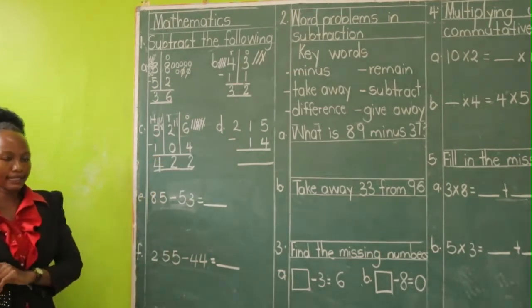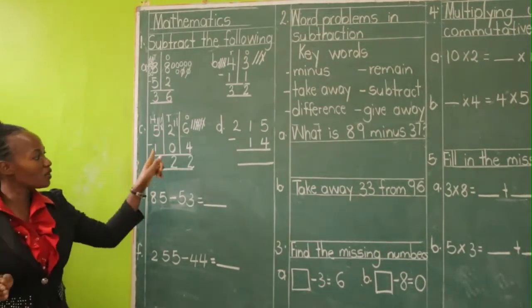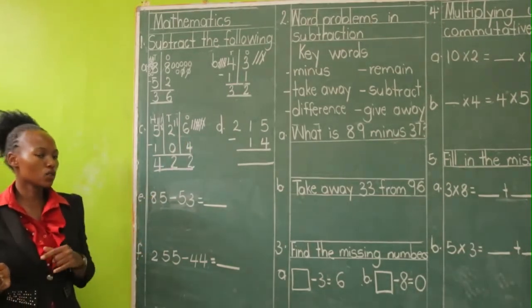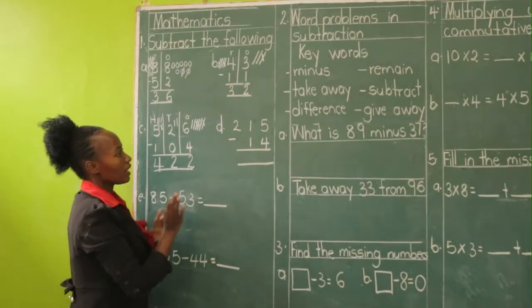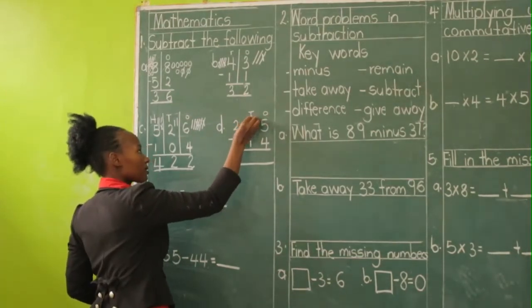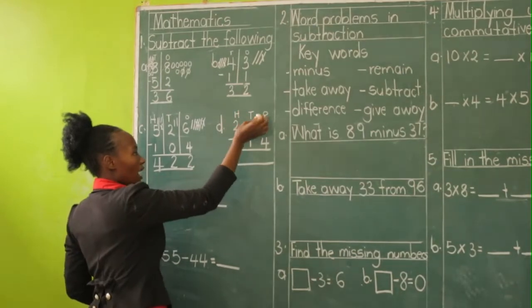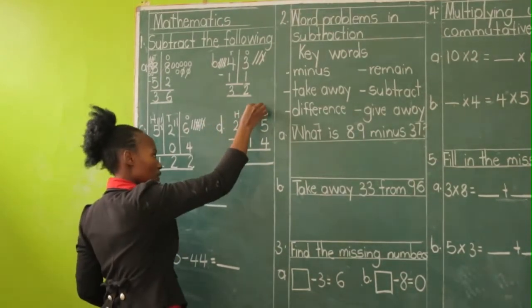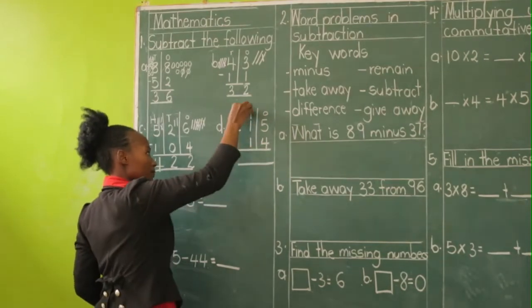Now, 526 take away 104. Our answer is going to be 422. Then we come to the next one. We first put the symbols for the place values: ones, tens, hundreds. Then we separate them. Draw a line in the middle.